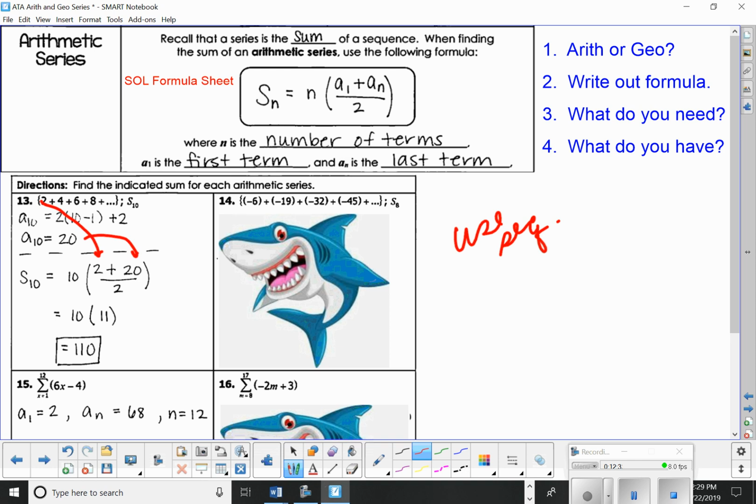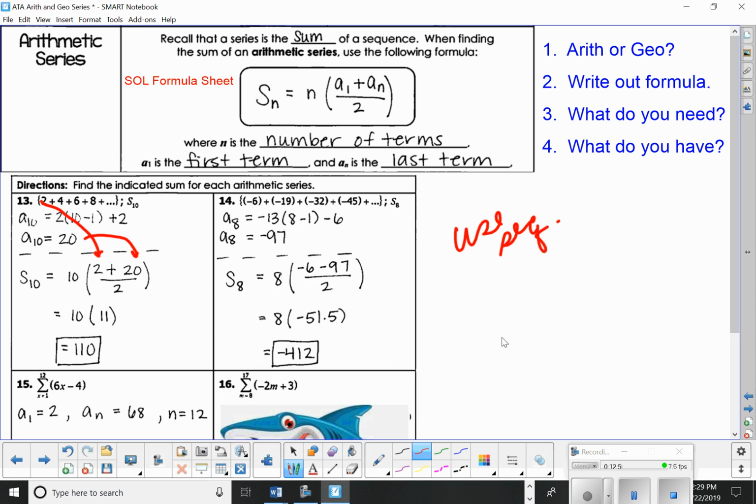All right? Notice within my series, I don't need the common difference, but I did need the common difference to figure out the sequence. After 13, try number 14. It'll be kind of similar. Okay? Here, S sub 8. I needed number 8.